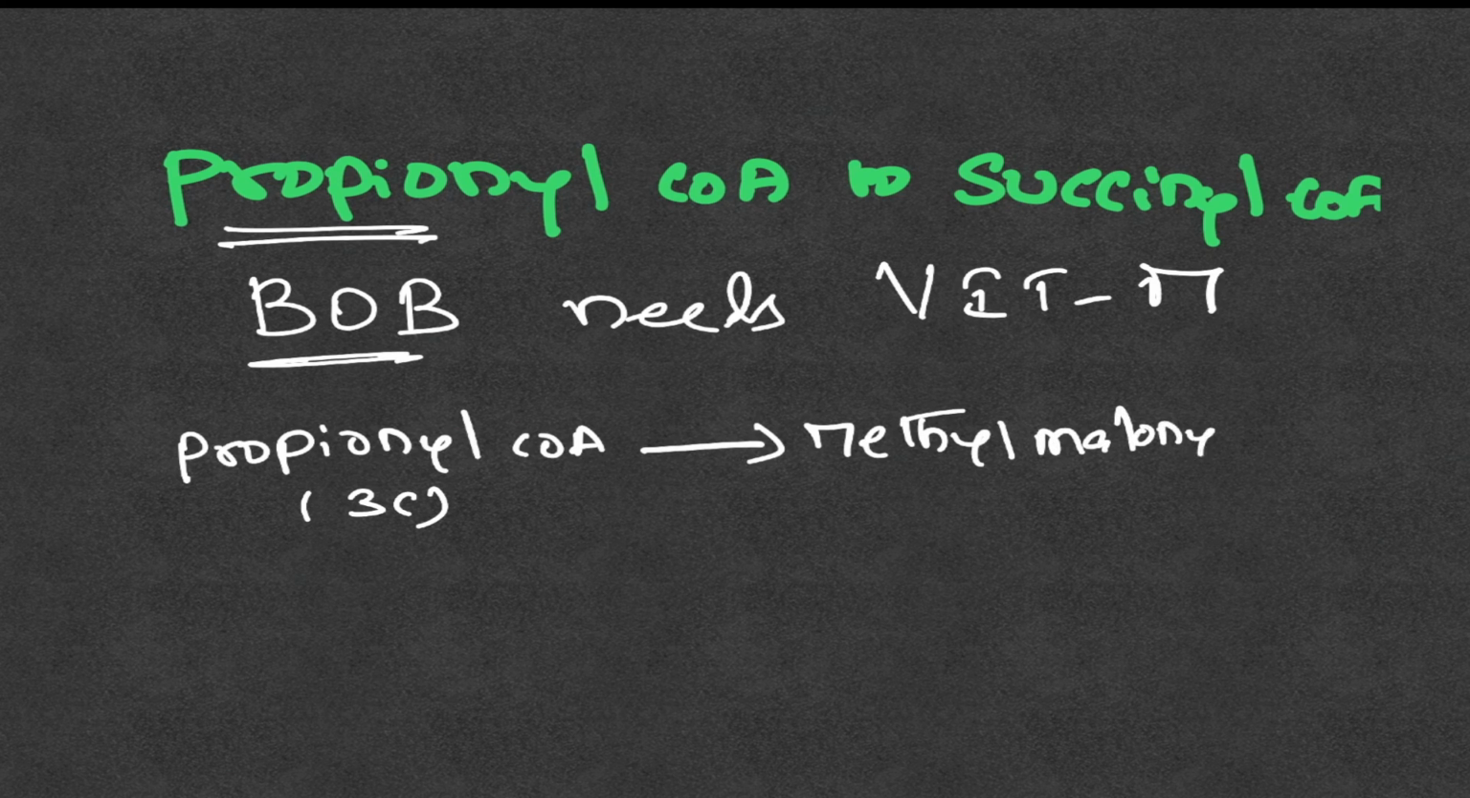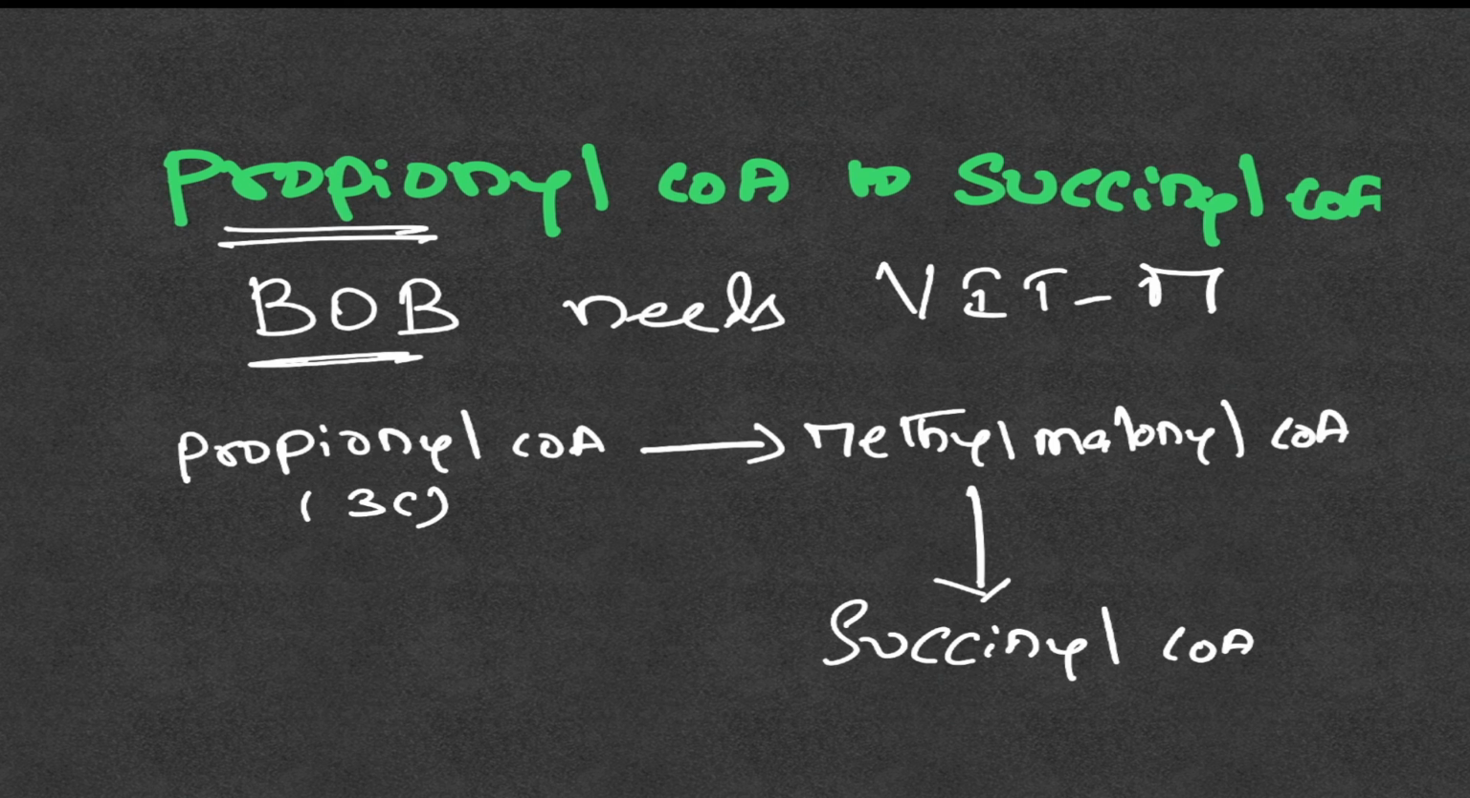Methyl malonyl CoA is converted into succinyl CoA. Succinyl CoA is a TCA cycle intermediate. Anyway, before that let me explain what the enzymes are. Propionyl CoA to methyl malonyl CoA: there is a carboxylation reaction going on here.